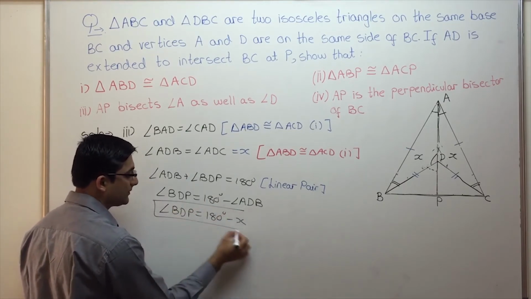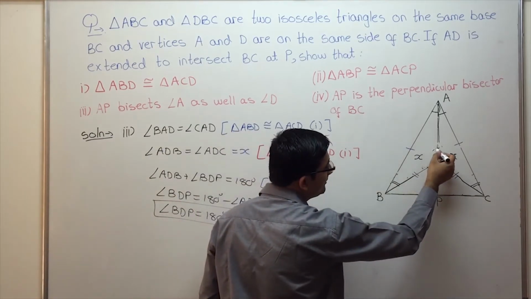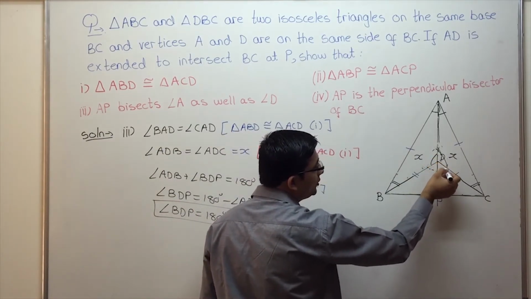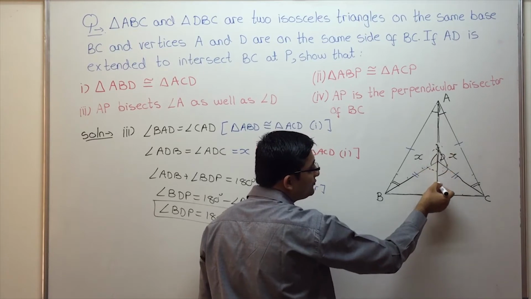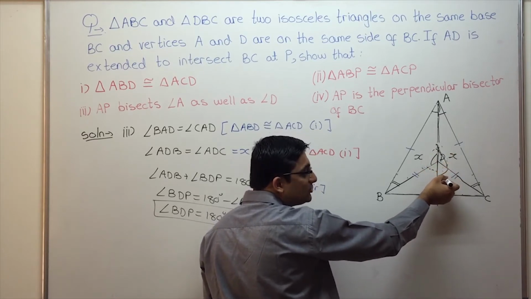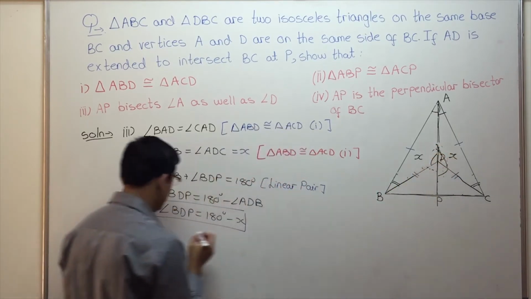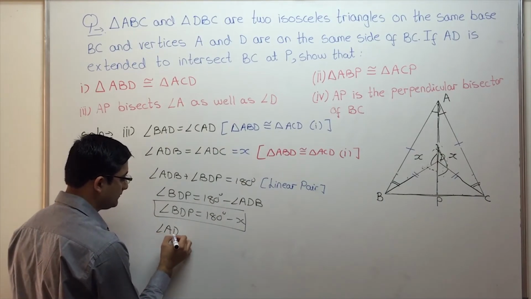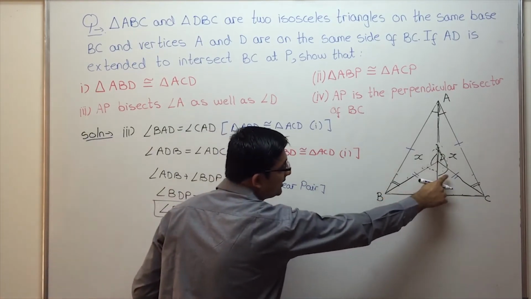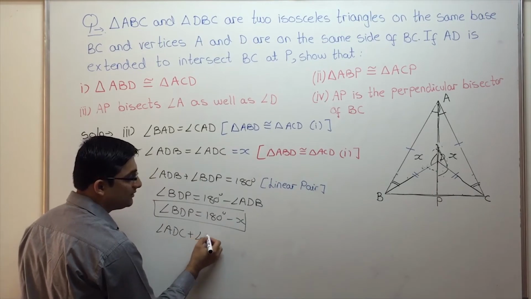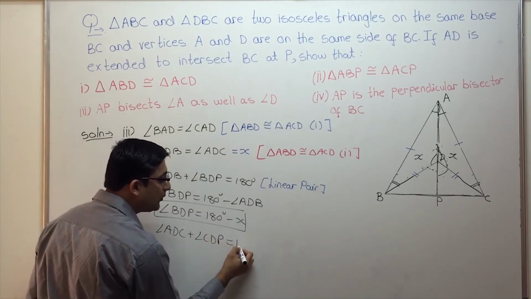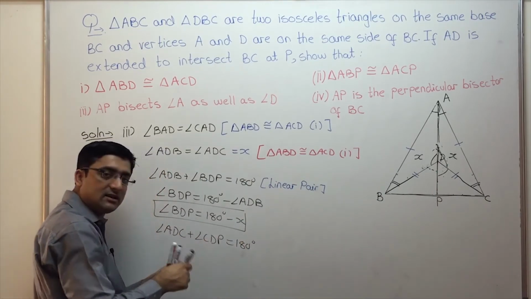Box this. Similarly, these two angles form a linear pair. This angle and this angle, two angles next to each other on a straight line. So this angle plus this angle is also 180. So angle ADC plus this angle, angle CDP, is equal to 180 degrees. What is the reason? Again a linear pair.